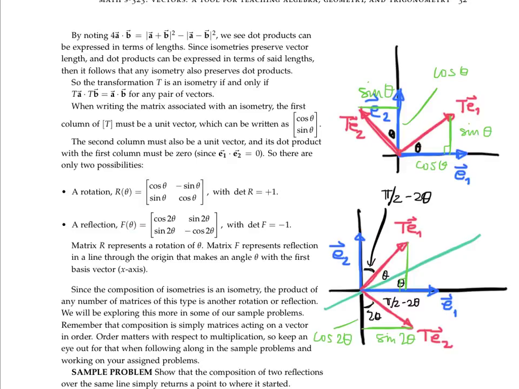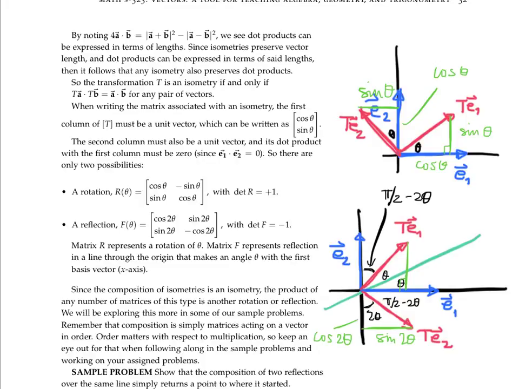Now let's take a look at composition of these isometries. If we want to apply one linear transformation after the next, that means that we're going to be multiplying by one matrix after the next. And so the composition of isometries is represented by the product of multiple matrices that each represent the isometries we care about. So if we have a composition of isometries which preserve dot products, then the composition is also going to preserve dot products. The composition of isometries is another isometry.